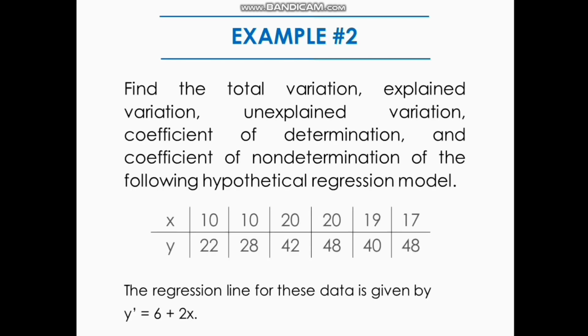Now let's proceed to our example number 2. The question is, find the total variation, explained variation, unexplained variation, coefficient of determination, and coefficient of non-determination of the following hypothetical regression model. So again, we have here values of x and y. Then the regression line for this data is given by y prime is equal to 6 plus 2x.